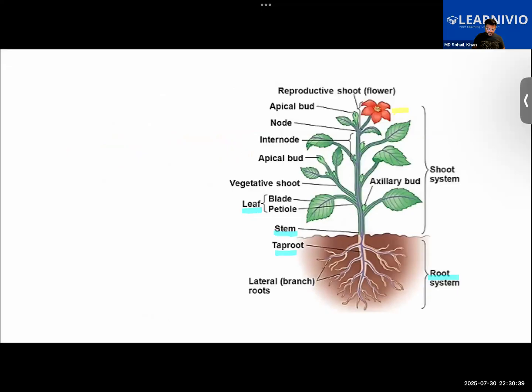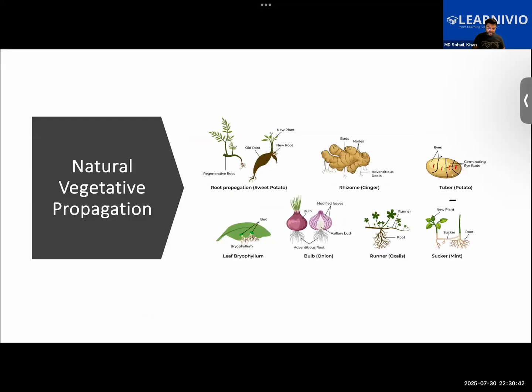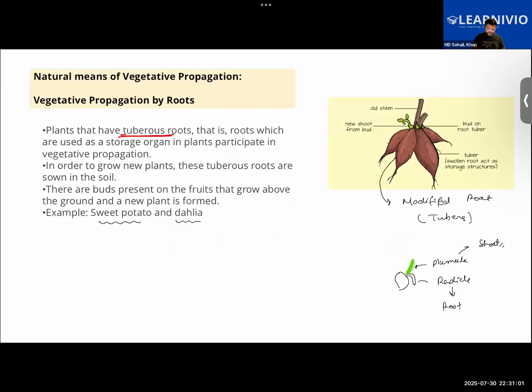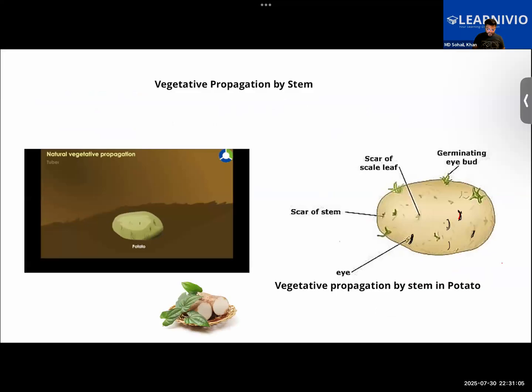Let me show you some images. You will get to see how a sweet potato grows, how ginger grows, how potato grows. In order to grow them, you don't need their seeds. Basically, from their body parts, they are being grown. You know about the bryophyllum leaf? If this leaf were to fall on the ground, a new plant will grow out of it. Isn't it so fascinating? So we'll be learning about such things.